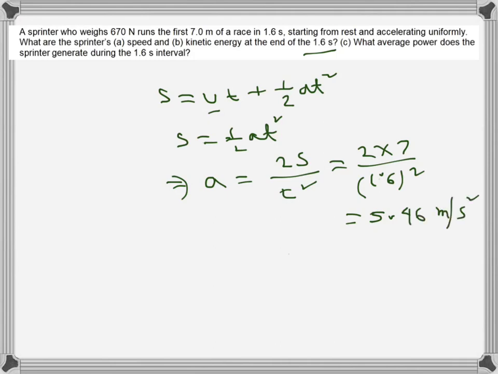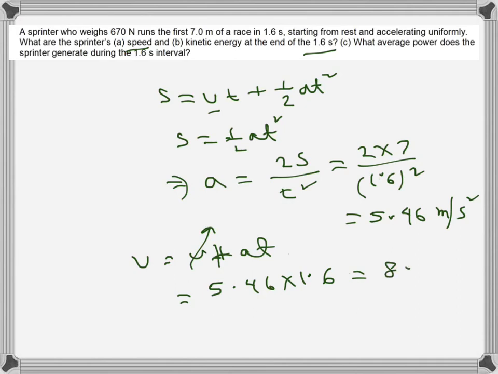So we need to find the speed after 1.6 seconds. So v equals u plus at, since it's acceleration, even in the previous case it's a plus sign here. So again, u initial velocity is 0, so this becomes 5.46 times 1.6, which I get approximately 8.75 meters per second. So that's the velocity, speed.